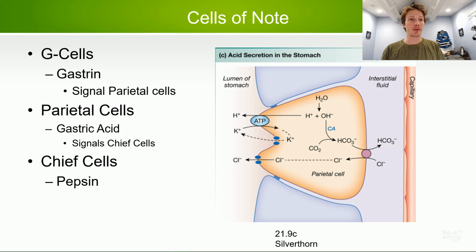In this figure from Silverthorne, we can see the process by which gastric acid is released from a parietal cell.